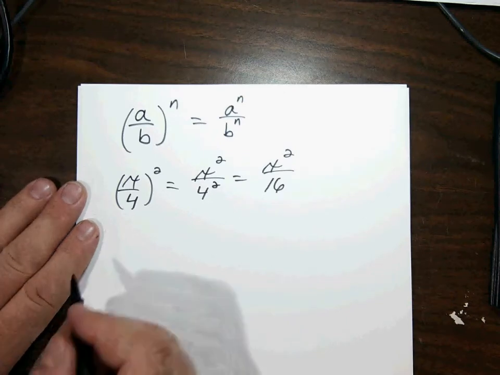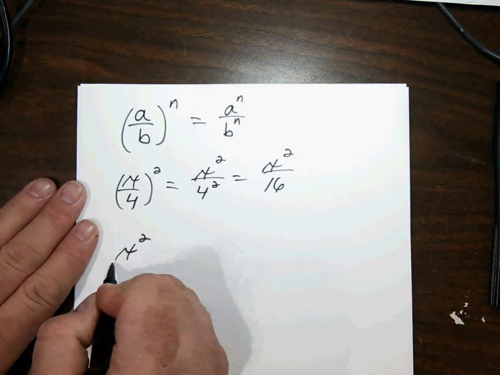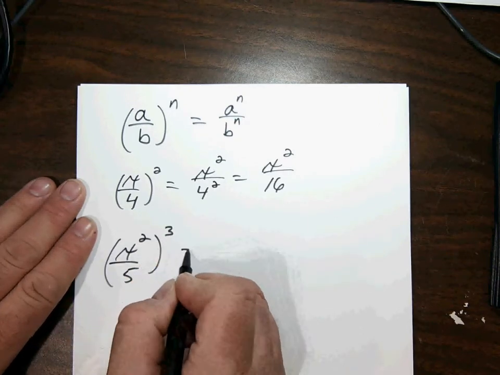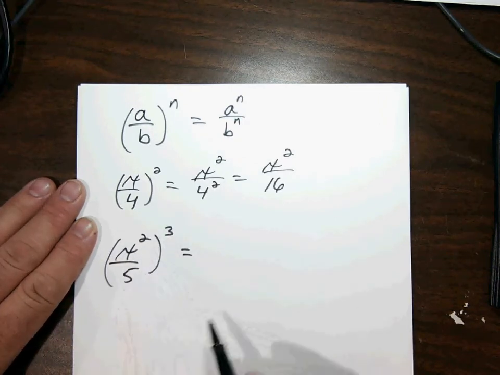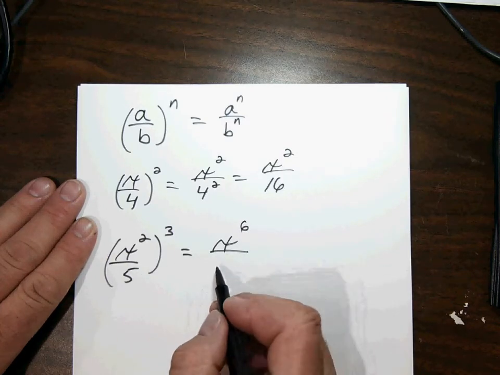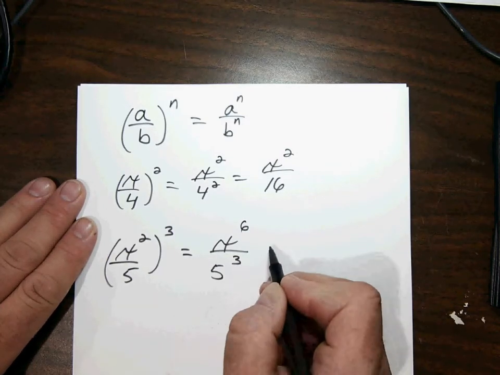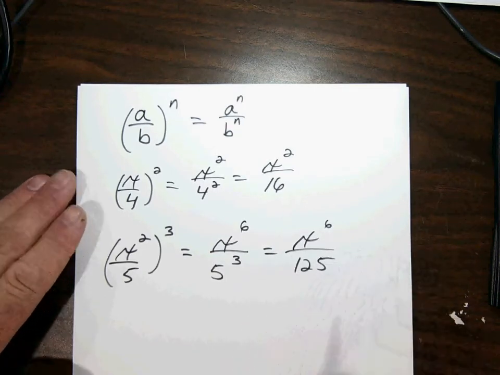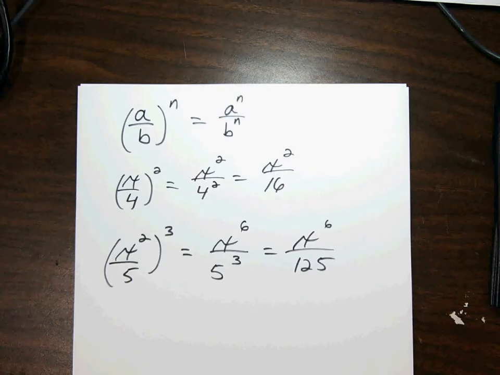If I've got x squared over 5 and then I want to cube it, well, I'm going to multiply exponents here. It's going to become x to the 6th power divided by 5 cubed. And again, when we have the numbers, we can expand them all the way out and call that x to the 6th power over 125.